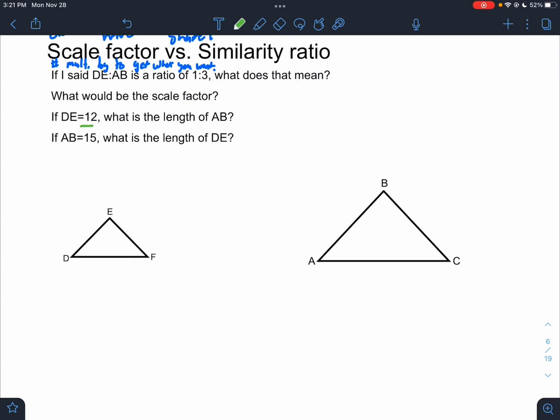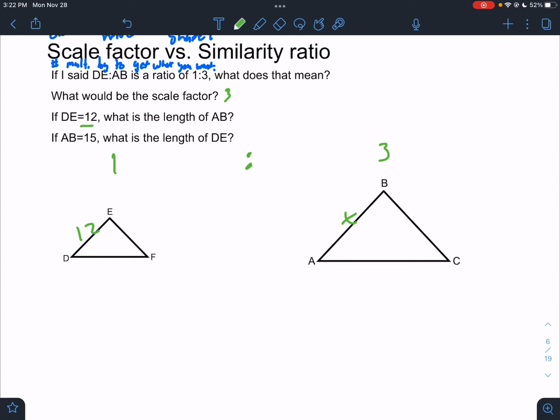Okay, so what would be the scale factor? Well, here they say DE is 12. How would you get this side using scale factor? I'm going to call it X. Scale factor is the one we want divided by the one we have. We want the 3. We have the 1. Remember, the ratio is 1 to 3. So the scale factor would be 3 in this particular case.